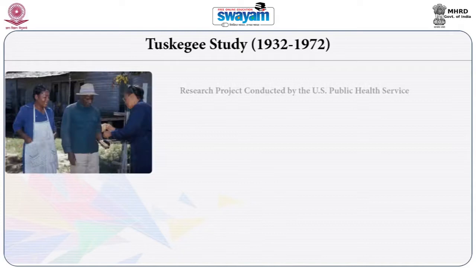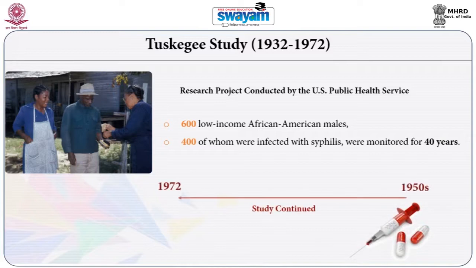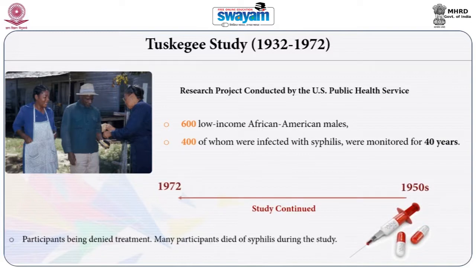Another horrifying example is the Tuskegee syphilis study, covering 1932 to 1972, in which, as a part of the research project conducted by the US Public Health Service, out of 600 low-income African American males, 400 were infected with syphilis and monitored for 40 years. Free medical examinations were given to them, but participants were not told about their disease.